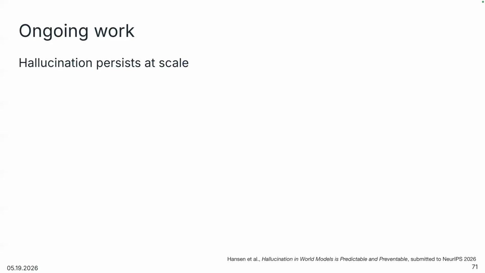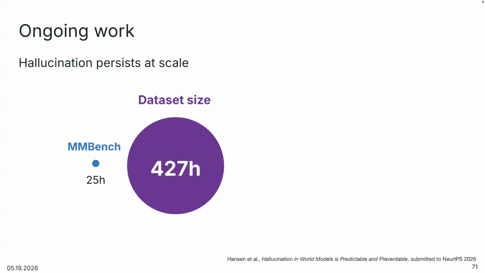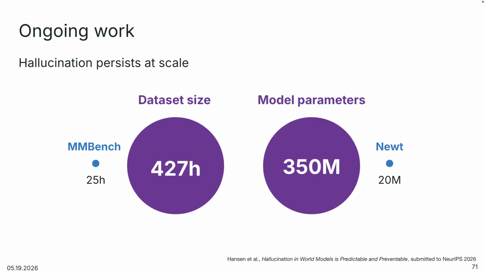And we also find that hallucination is not something that just happens with small models, it also happens at scale. In order to support the study that we did here, we scaled up the MMBench data set. So we have something that is now 16 times bigger. And we also similarly scaled the model up accordingly. So the model that we trained here is 350 million parameters. And we see that the hallucinations that we saw at small scale also happen at this bigger scale.